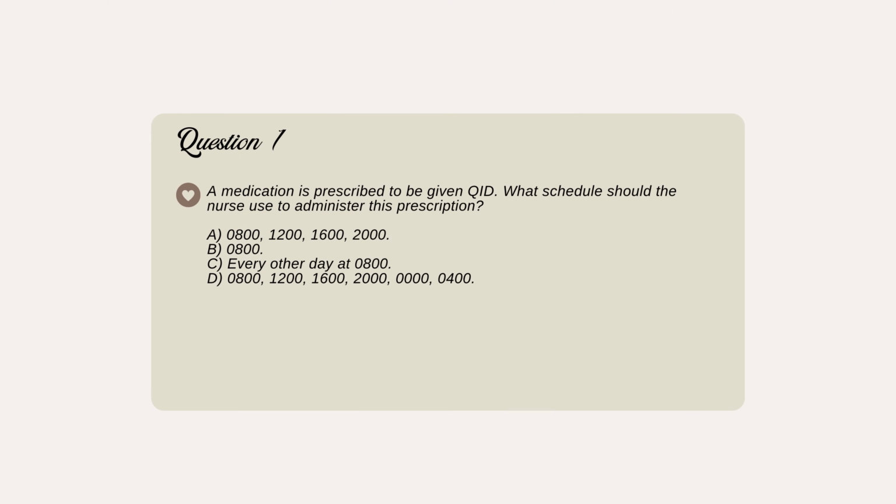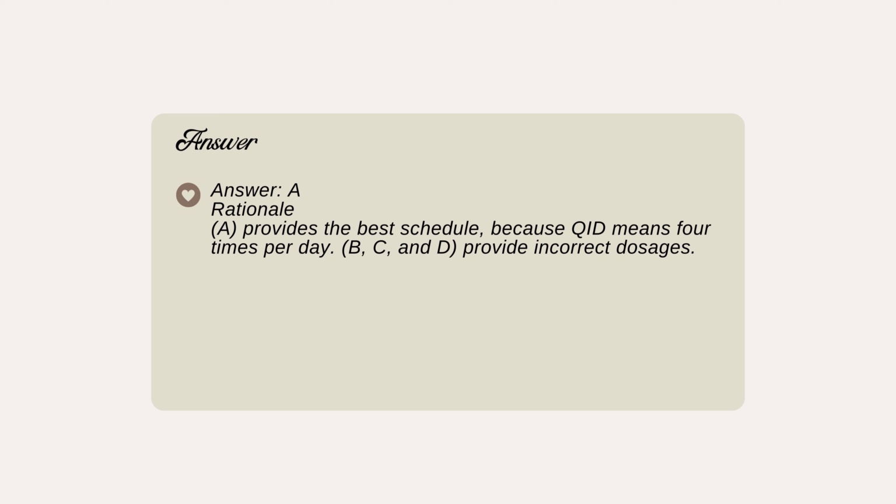A medication is prescribed to be given QID. What schedule should the nurse use to administer this prescription? Answer: A. Rationale: A provides the best schedule, because QID means 4 times per day. B, C, and D provide incorrect dosages.